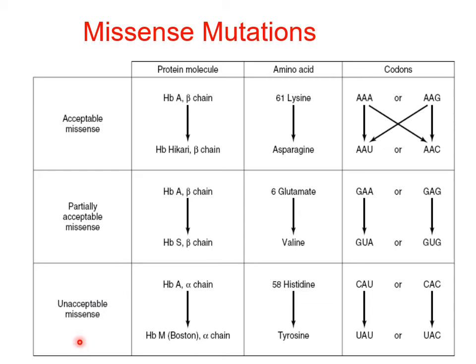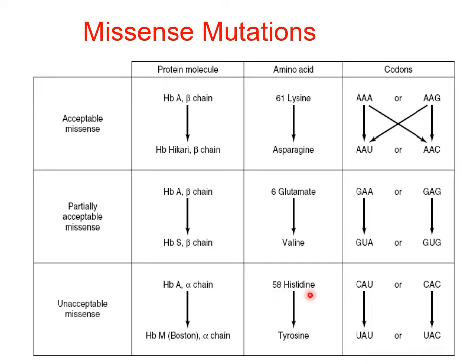Now coming to the final one, that is unacceptable missense mutations. So this occurs when the change in the amino acid has resulted in the loss of functioning of the protein itself. So the best example is the hemoglobin M, in which at the 58th position, the histidine has been replaced with the tyrosine, and you can see the changes in the codon. So CAU or CAC, which codes for histidine, has been replaced with UAU or UAC.